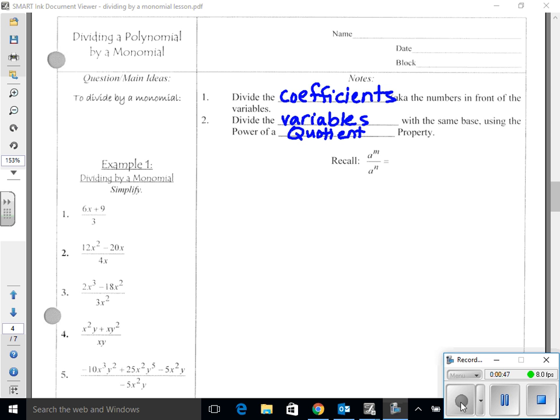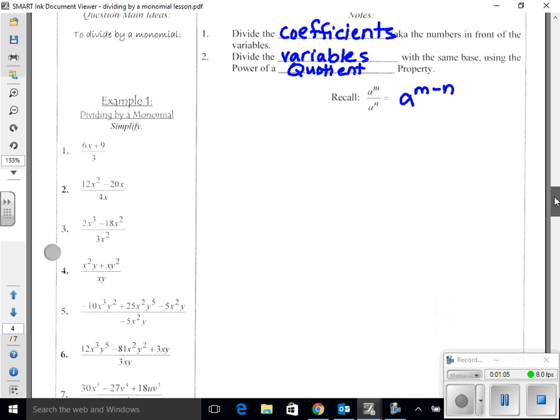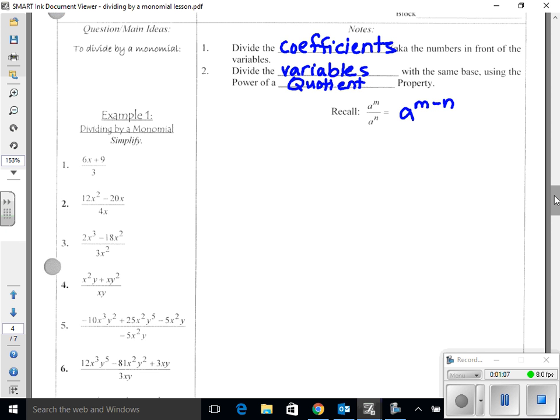And if you remember what that property says, it says that if you have two exponents that have the same base, then when they're in a division problem, you are going to subtract those exponents. And remember, we talk about where the larger amount is and how many are left over. The next thing we're going to do is I'm going to work out all of the odd problems in this video, and you will be responsible for doing all the even problems after watching it.